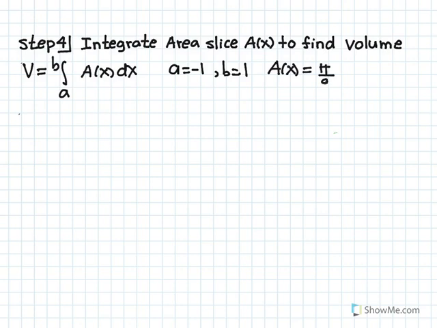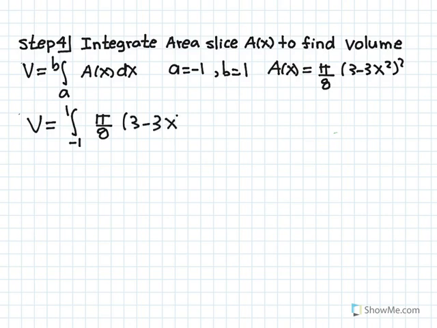A is equal to -1, b is equal to 1, and the cross-sectional slice A of x is equal to pi over 8 times 3 minus 3x squared, all squared. So the volume is the integral from -1 to 1, pi over 8 times 3 minus 3x squared, all squared. Let me write this better, to the power of 2, dx. Now, you will notice that the integrand is an even function. That means it's symmetric about the y-axis.